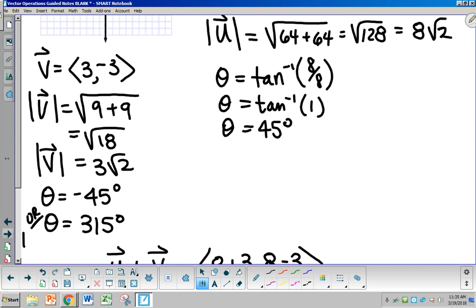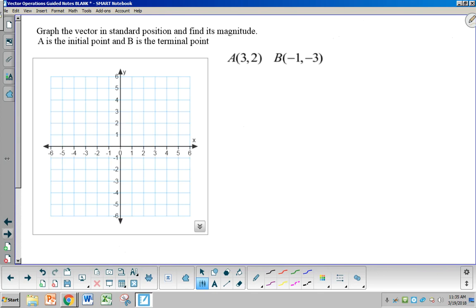I don't want vectors to be intimidating, so I use that kind of fun language. Road map. All right, so sometimes they don't give us the vector in vector form, but they give us the coordinates for the tail and the tip. Okay, so this says graph the vector in standard position and find its magnitude. A is the initial point, which means it's the tail, and B is the terminal point, which means it's the tip. So this is the tail, and this is the tip.